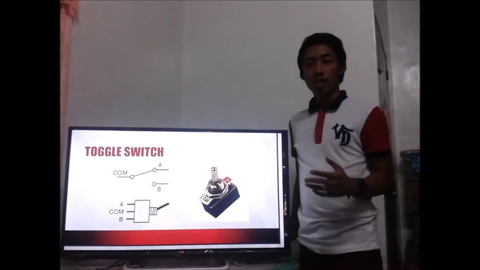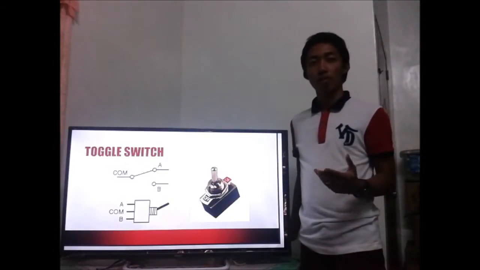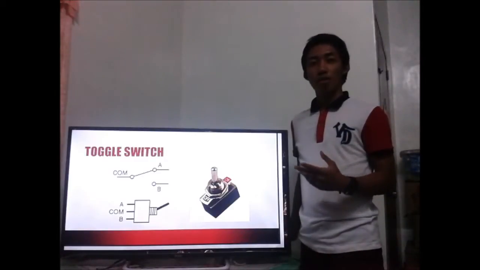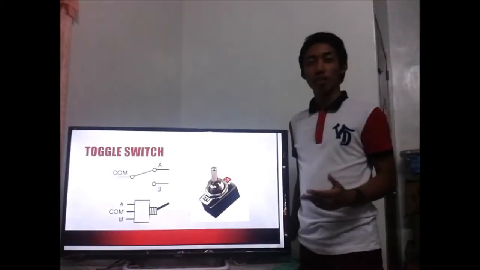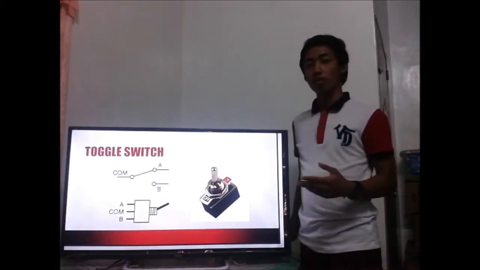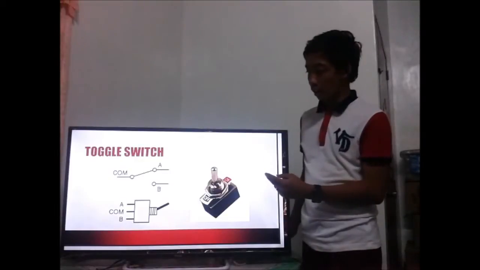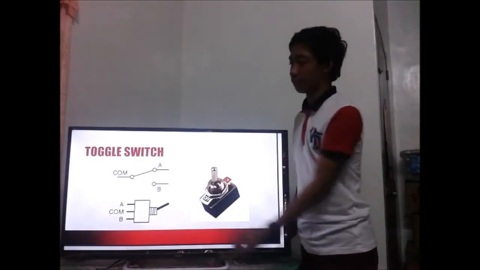The toggle switch is a device having a plurality of terminals and means operated by a lever for making electrical connections between pairs of those terminals. This is the toggle switch, and its symbol is this.